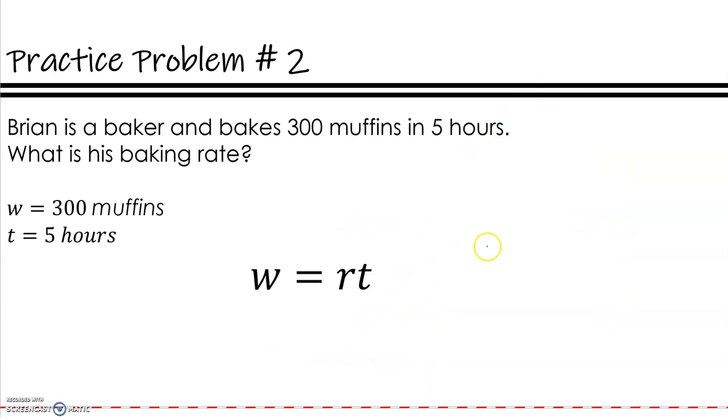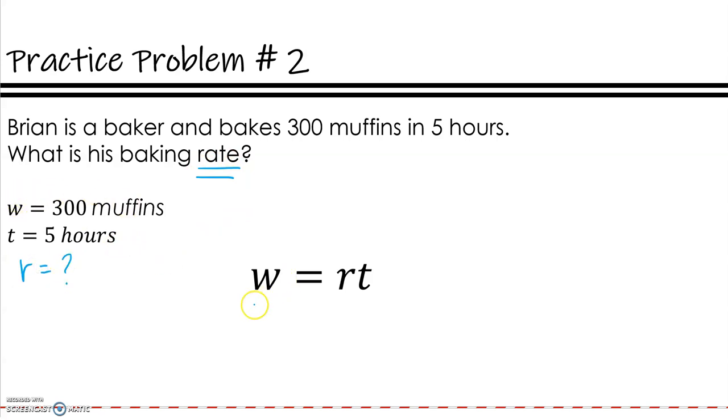Problem 2, I would challenge you to see if you could set this up, and then you may also know how to solve. Brian is a baker and bakes 300 muffins in 5 hours. What is his baking rate? So this time, they're actually asking me to find R. I don't know what that is.